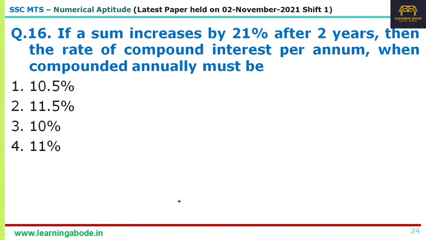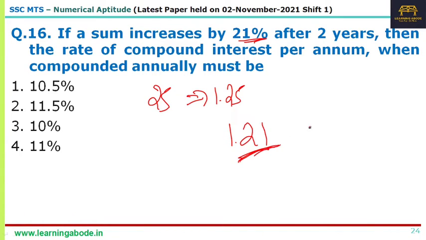Now question number 16. A sum increases by 21% after 2 years at the rate of compound interest. These are highly predictable numbers. With percentage basics, I told you a 25% increase can be written as 1.25. So a 21% increase means 1.21. Now 1.21 is 1.1 square. So what is 1.1? That's 10%, so that's answer option 3.